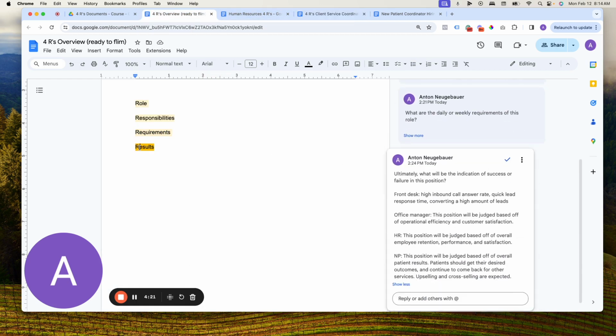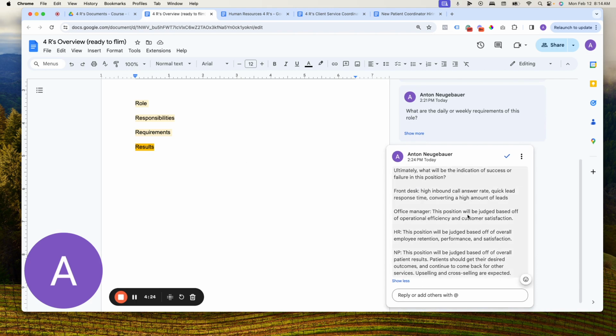And then the results. Ultimately, what will be the indication of success or failure in this position? Here's a couple examples for you. Front desk: if they have a high inbound call answer rate, they're doing well. If they have quick lead response time, they're doing well. If they're converting a high amount of leads, they're doing well. Office manager: this position will be judged based off operational efficiency and customer satisfaction overall. If these two things are happening, the office manager is doing a good job.